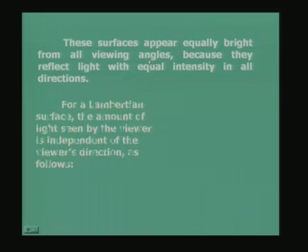These surfaces, as I was saying, appear equally bright from all viewing angles, because they reflect light with equal intensity in all directions. We talked about this, that they reflect light with equal intensity in all directions. So independent of the viewer direction, whatever the viewer direction, you will have the same illumination of object points which have Lambertian or diffuse properties, and they appear equally bright from all viewing angles. For a Lambertian surface, the amount of light seen by the viewer is independent of the viewer's direction, as follows.